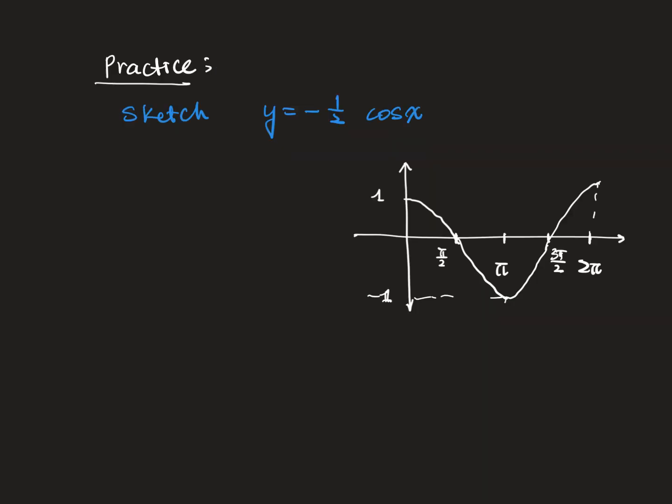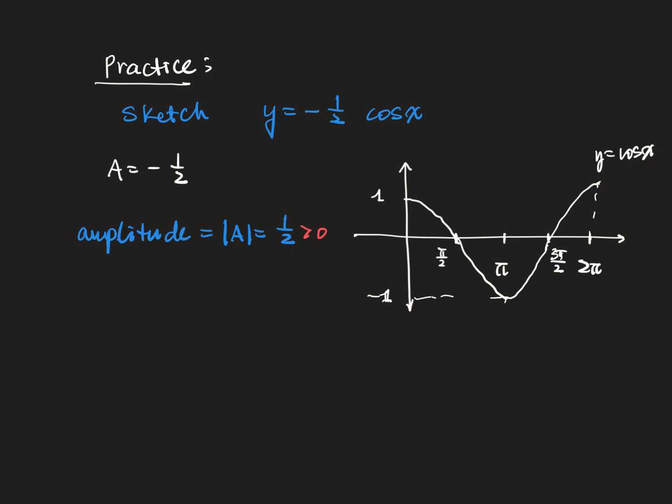Okay? How about this one? Let's just practice this one. Can you notice this is a cosine graph? I sketched y equals cosine x right here. The A value is negative 1 and a half. Amplitude has to be positive, so the amplitude is the absolute value of A. That's 1 and a half. Don't forget it, guys. This is always positive.